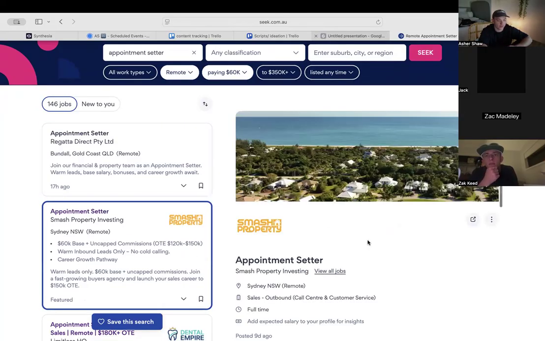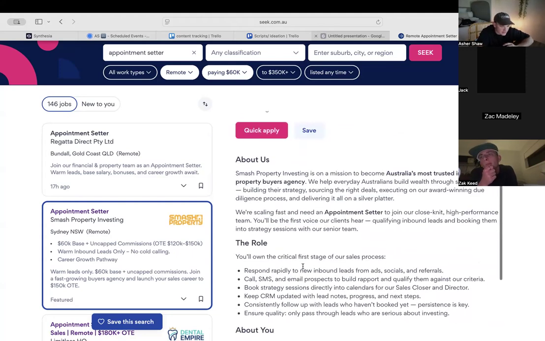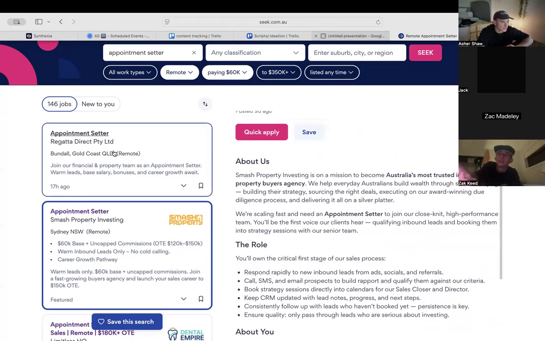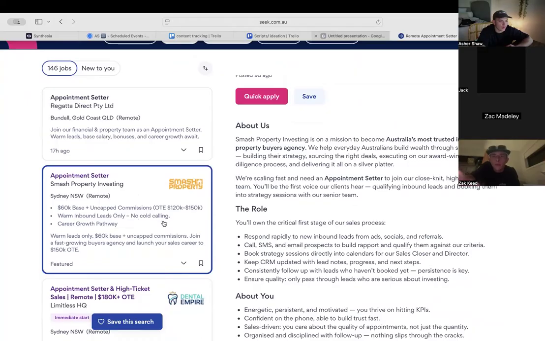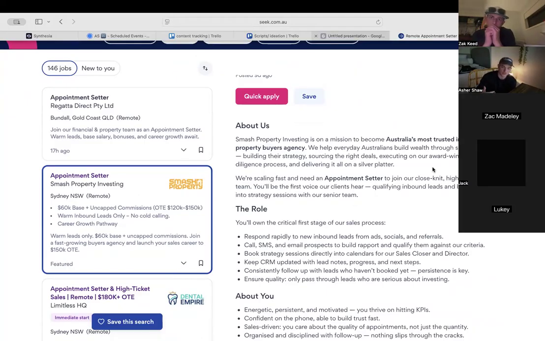What we really want to be looking for is, so it says outbound here, which is kind of like a red flag, but where is it? Well, it says it right here. It says no cold calling. So warm inbound leads is what you want. When it says warm inbound leads, it's someone interested in the product or service, and they're coming in. It's not you reaching out to them.